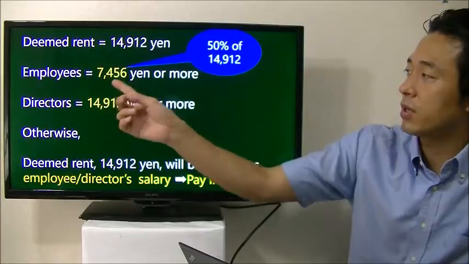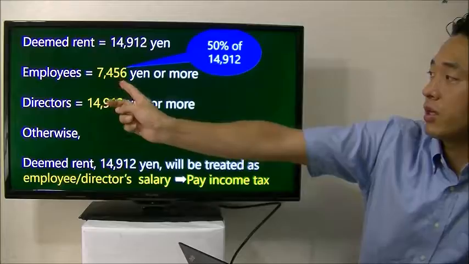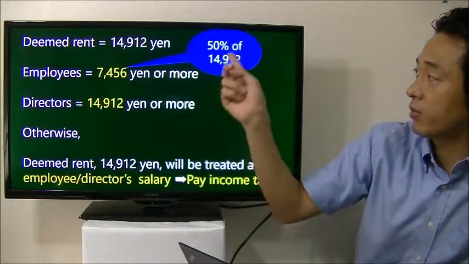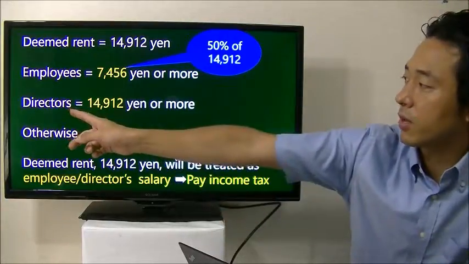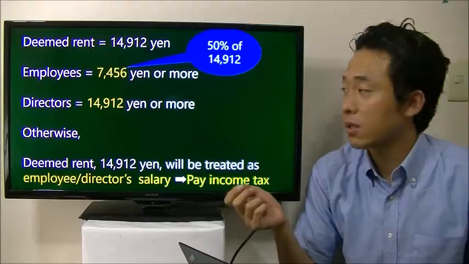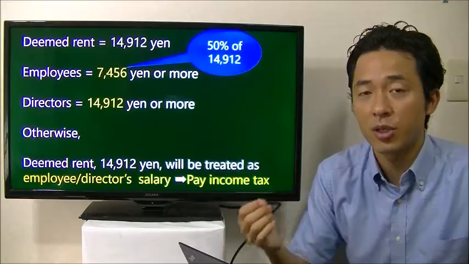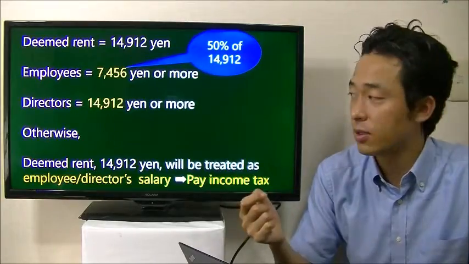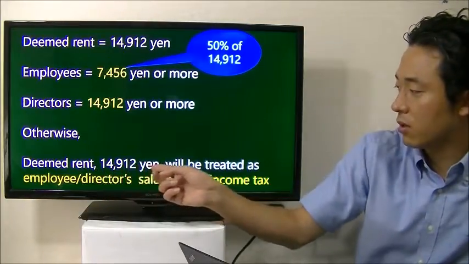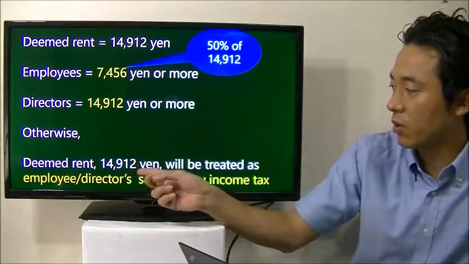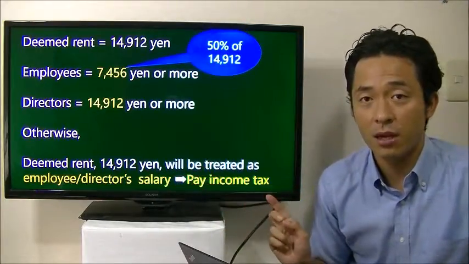So the employee has to pay 7,400 Japanese yen or more, which is 50% of the deemed rent, to the companies. And the director has to pay 14,000 Japanese yen or more to the companies to avoid individual taxation. Otherwise, the deemed rent of 14,000 yen will be treated as an employee's or director's salary, and then you have to pay additional income tax.